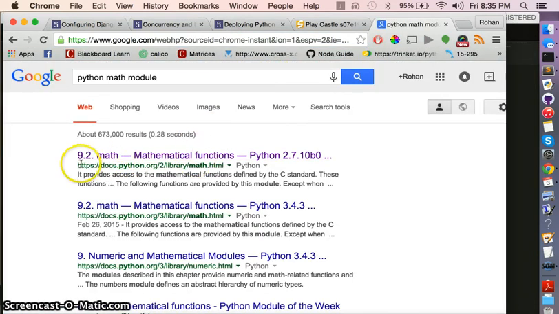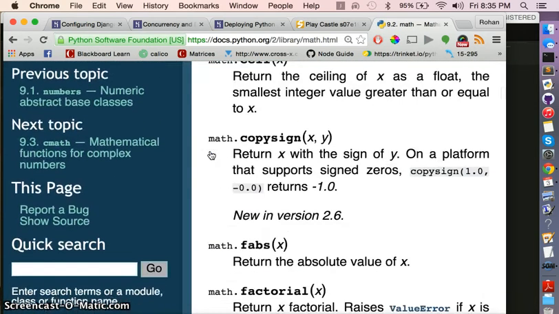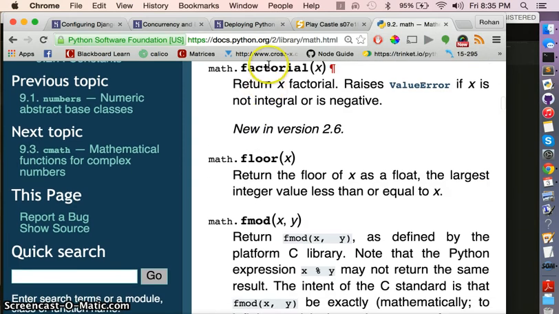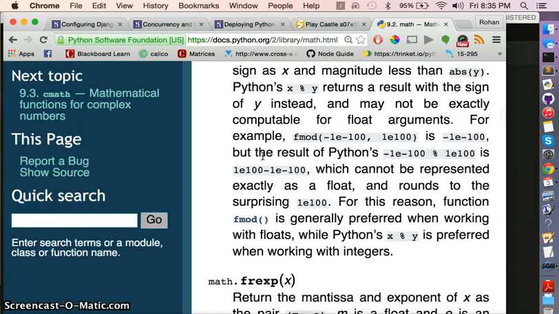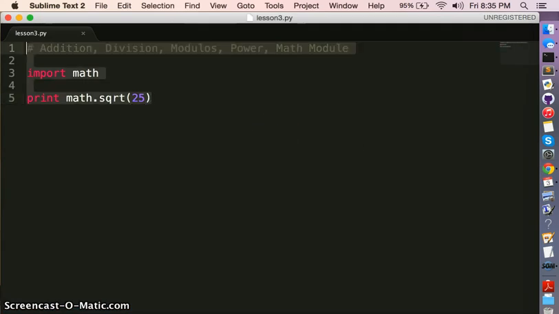and you'll be looking at this website a lot, it's the Python documentation. And here it says the math module, and it shows you can do things like take the ceiling, take the absolute value, take the factorial, take the floor. So there's all these different functions that you can use that are given to you by the math module.